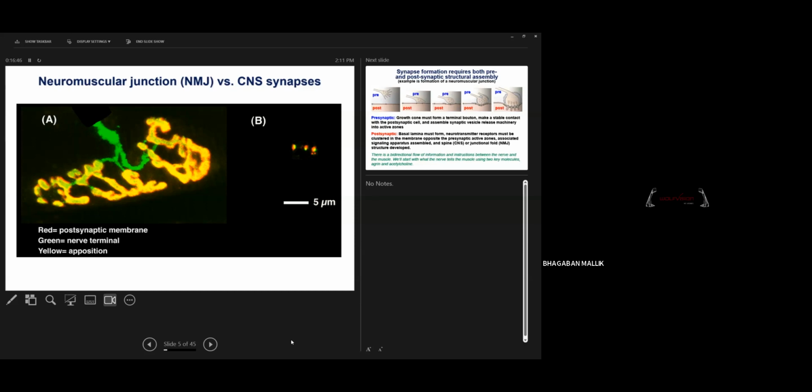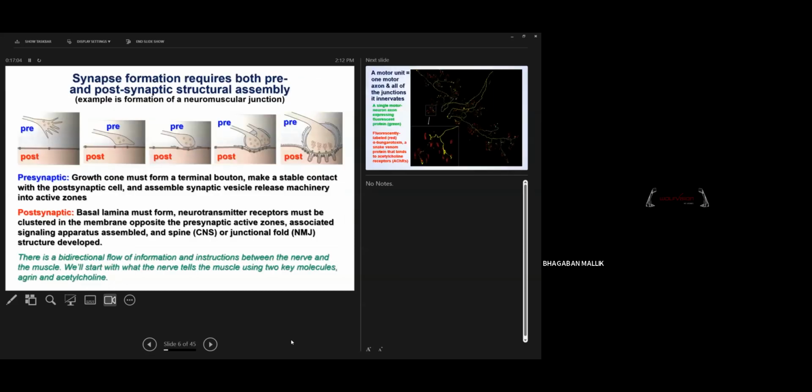Sorry, this is the mouse neuromuscular junction, and this is the CNS synapse. So I'm sorry for that. This is the CNS synapse between neuron and neuron, and this is between neuron and muscle. You can see that the pre and postsynaptic compartments oppose each other.